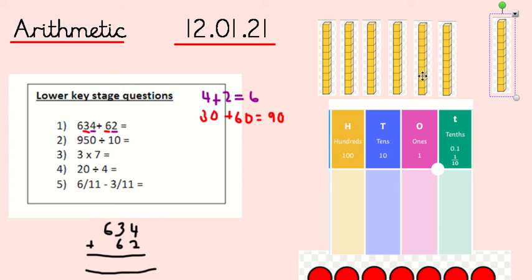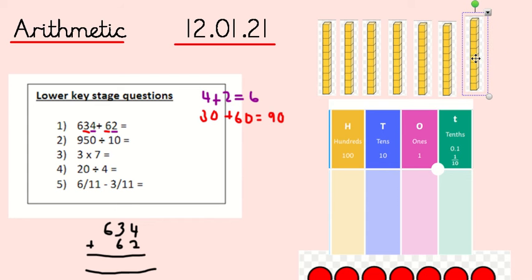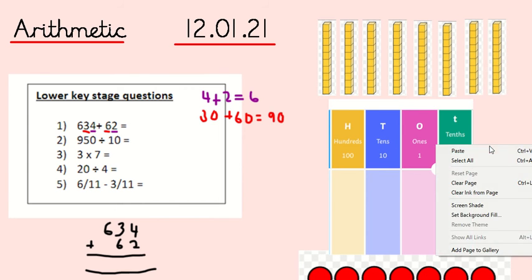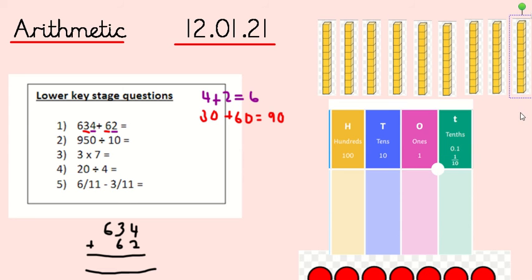So I've started off with 6 deans, or 6 lots of 10, which is the same as 60. And now I'm going to add my 30. So 3 more lots of 10. 60 add 30. 1, 2, 3, 4, 5, 6, 7, 8, 9. 9 lots of 10 is 90. Now, if I was to combine these two numbers together, 90 add 6 is 96.